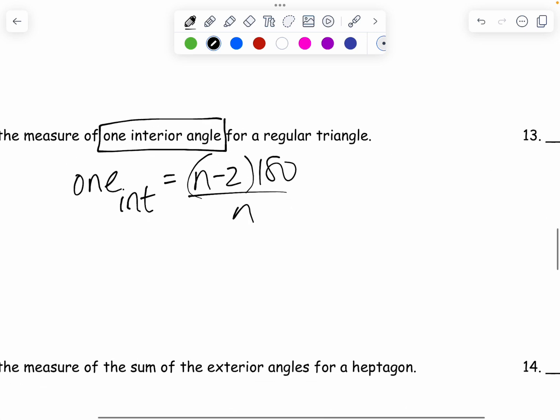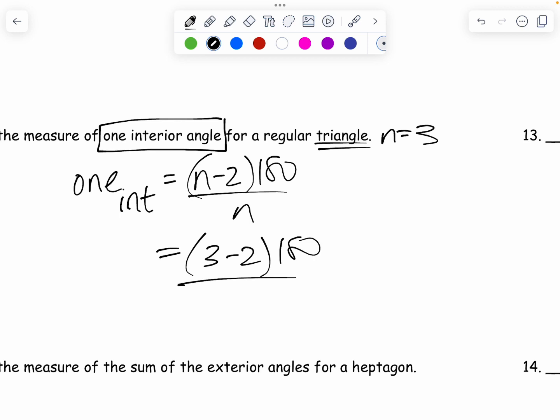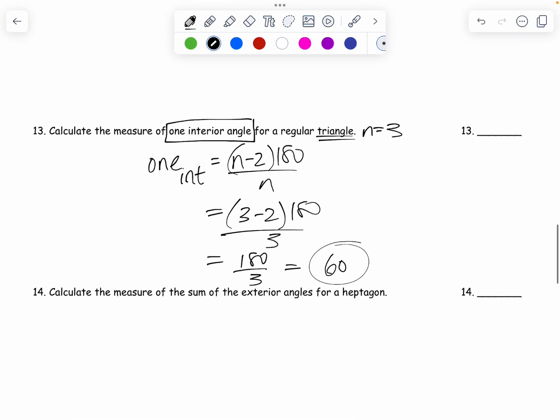Okay, and for a regular triangle, triangle has 3 sides. So I am plugging in 3 minus 2 times 180 divided by 3. 3 minus 2 is 1 times 180 divided by 3 gives you 60.